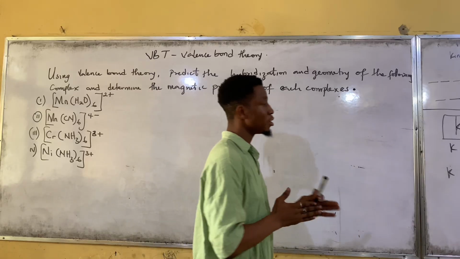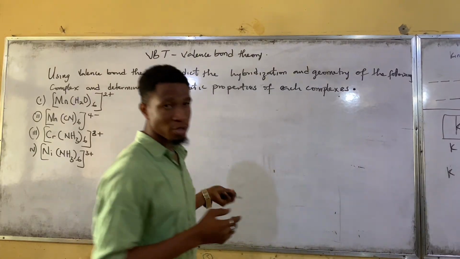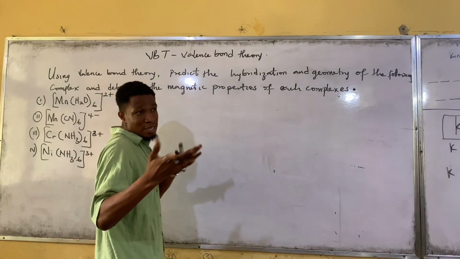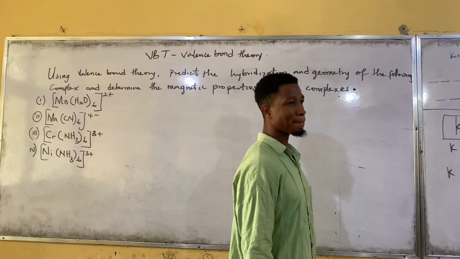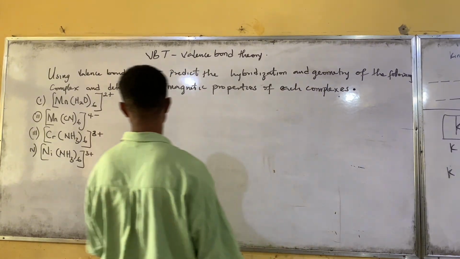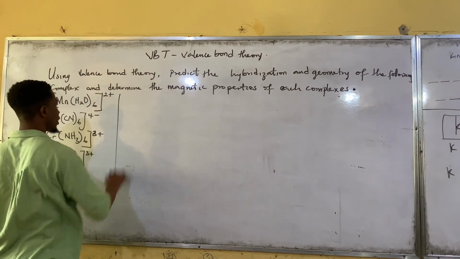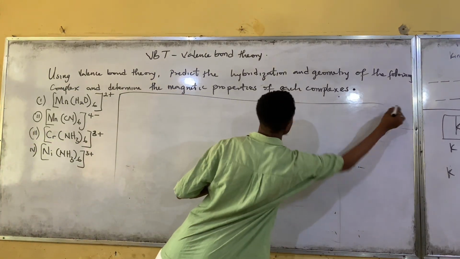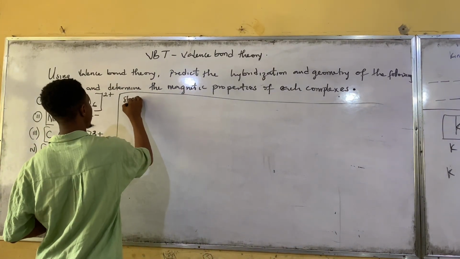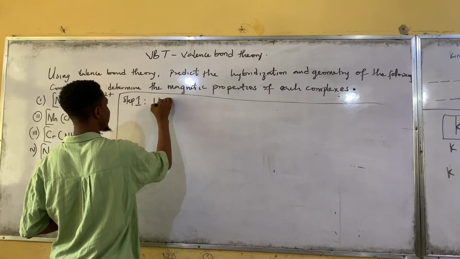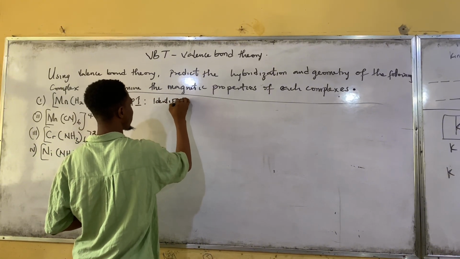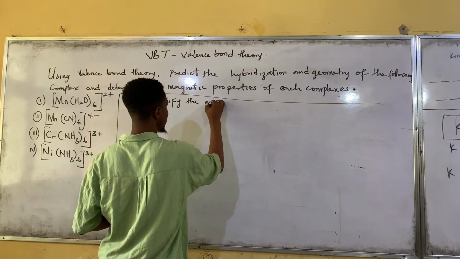Alright, so for valence bond theory, similar to how we did crystal field theory, but it's not the same thing. Are we together? I'm going to give you 3 steps that we use to deal with this also. So step 1 is to first of all identify the metal center.